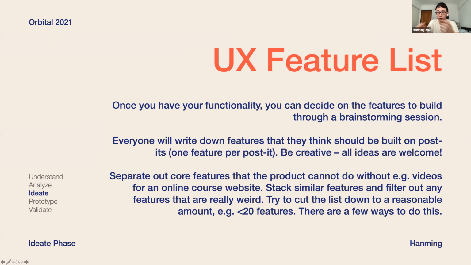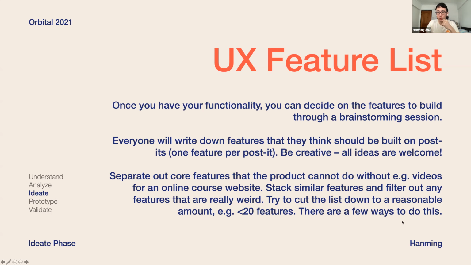Then you overlap features that are similar. Because they're on post-its, you can group them based on each other. And filter out any features that are really weird, very random ones. Random doesn't equal wow factor. Sometimes if it's really too random, you can filter them out, and try to cut this down to a reasonable 10 to 20 features. And then after that, you might want to decide on the features you want to do.